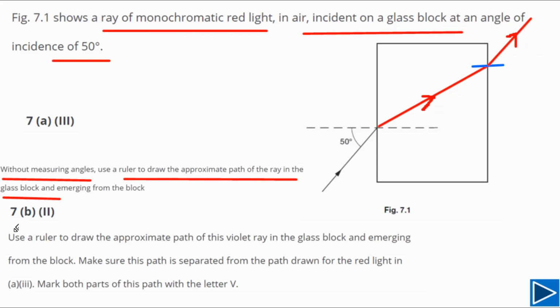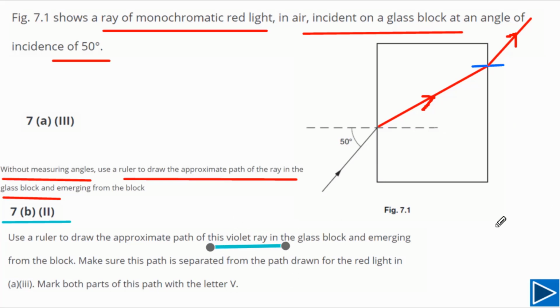For part 7b, it is given to us that red light is replaced with violet light. The angle of incidence and glass block are the same. Now, first of all, we need to understand which one has higher frequency. Does red light have higher frequency, or does the violet light? Violet light has higher frequency. If the frequency of the light is higher, that light bends more, meaning it refracts more. So in this case, violet light will bend more. So this is the key concept, and the rest of the steps are the same.